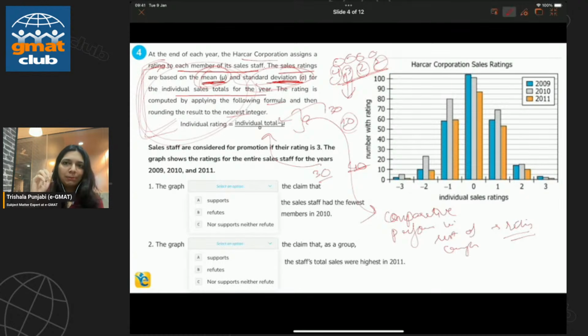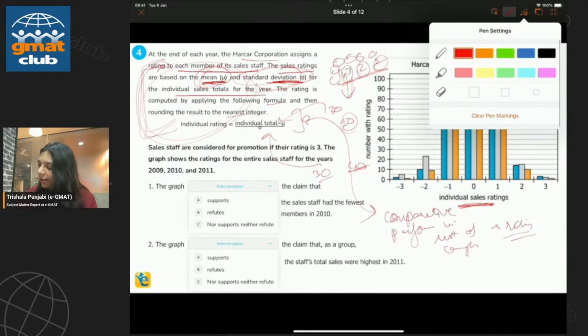How many of you were able to draw this inference? Were you able to draw this inference about what exactly the ratings are based on? We don't need to go into the formula, but we need to understand the basis of this. How many of you were able to draw this? Say yes, no, maybe, anything in the chat.